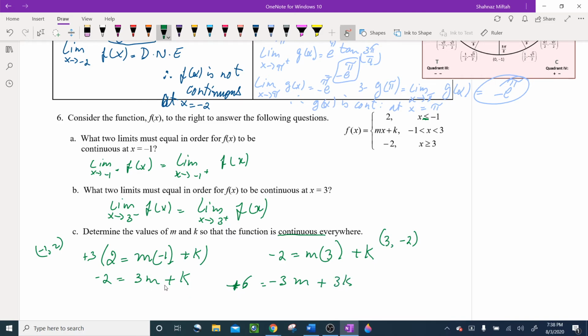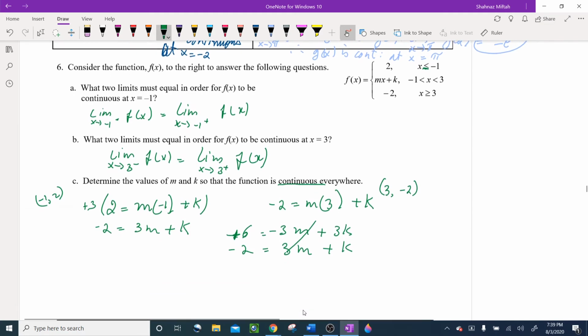The other equation is right there, negative 2. I'm not doing anything with that one. Plus k. So this one cancels out. Now I'm left with 4 equal 4k. Then you divide 4 both sides and it will give me k equal 1. So I got a k answer.